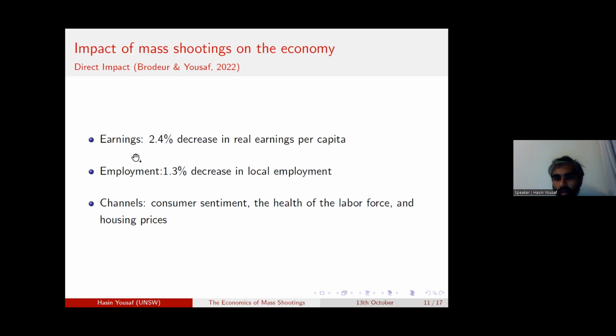We see that on average, real earnings decrease by 2.4% in counties with mass shootings relative to the others. This 2.4% decrease in real earnings is pretty substantial. Average earnings per capita in this data sample, from 2000 to 2016, is 40 to 45,000. So this represents a loss of almost $1,000 per person over the year, for each year after mass shootings occur.